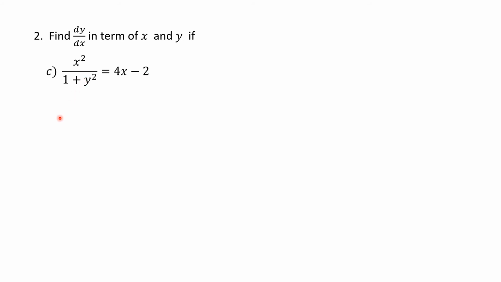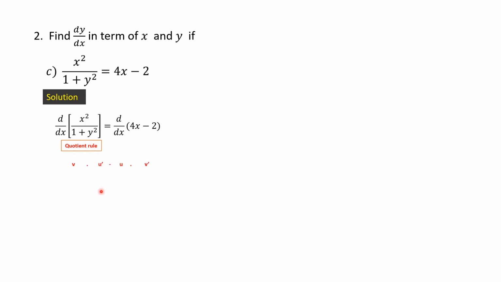Okay, C, find dy/dx in terms of x and y. x squared over 1 plus y squared equal to 4x minus 2. So we differentiate every term with respect to x. And then here you use the quotient rule. Use the quotient rule here: v times u prime minus u times v prime over v square.